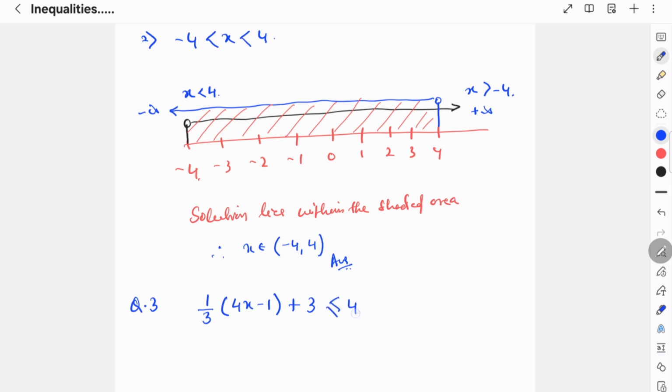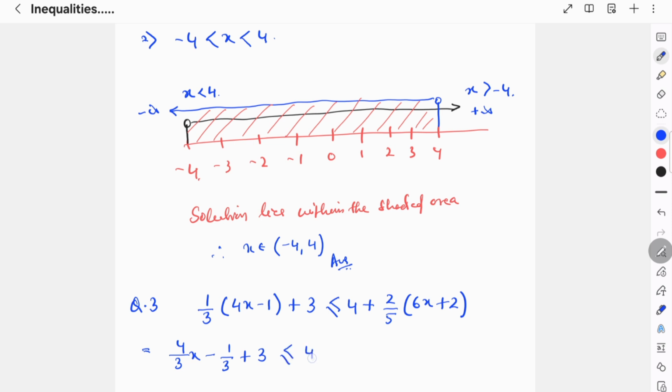Let's see the last question. So it is 1 by 3, and within brackets we have 4x minus 1, plus 3, which is less than equal to 4 plus 2 by 5, and within brackets we have 6x plus 2.